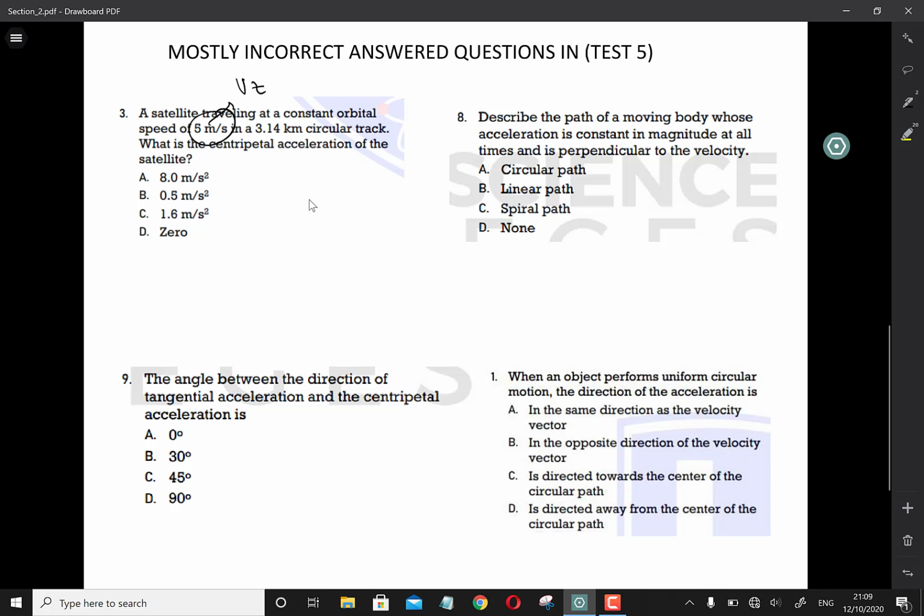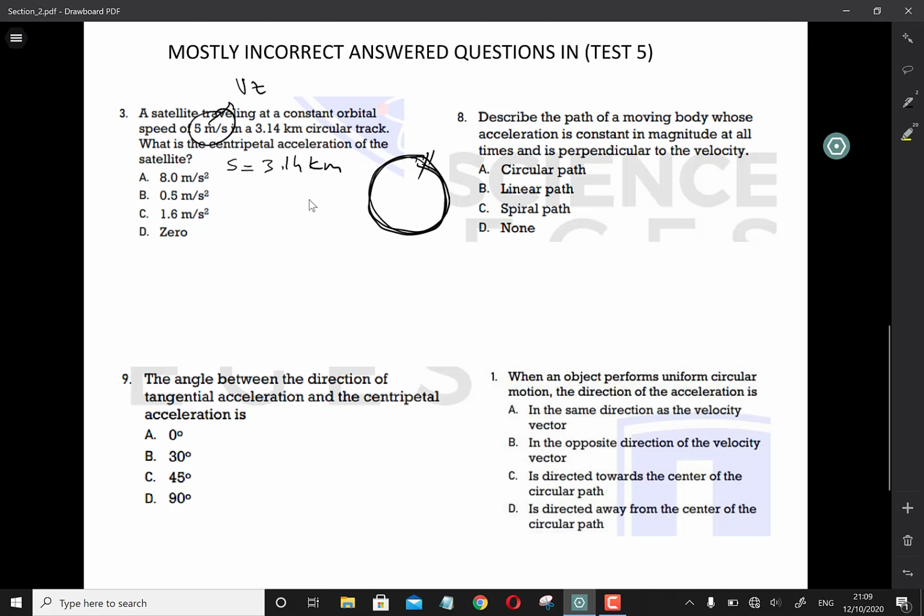Is in a 3.14 kilometer circular track. This is defining the circumference of the circular track, and it's from here to there, the length of the circular track. Circumference is equal to 3.14 kilometers. And arc length of one circle is called circumference, remember? So this is not radius.